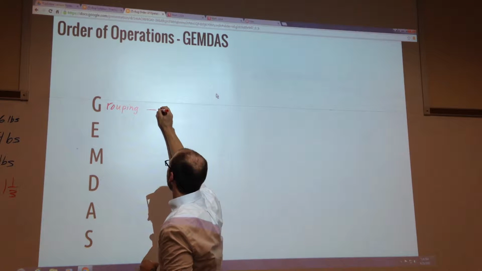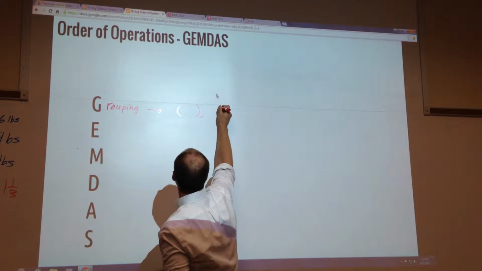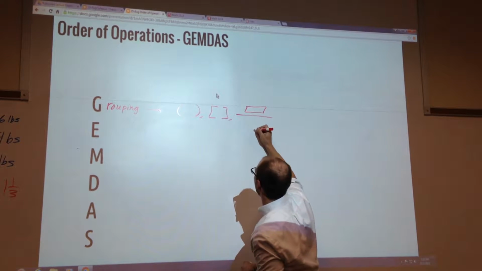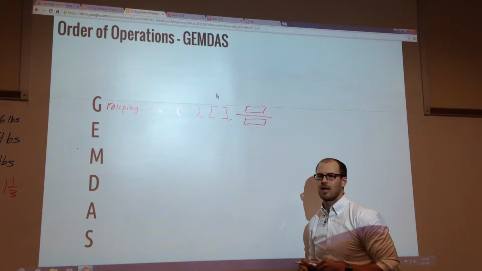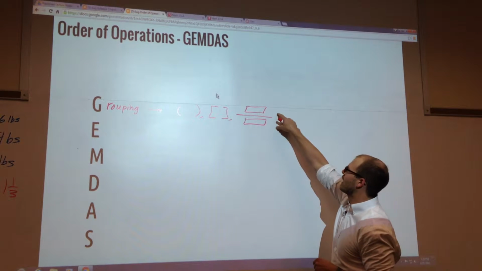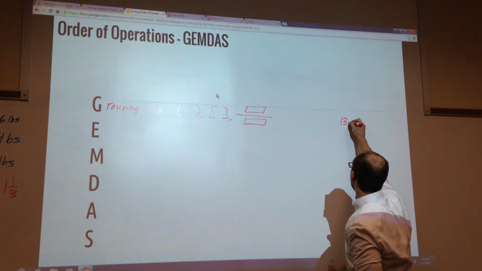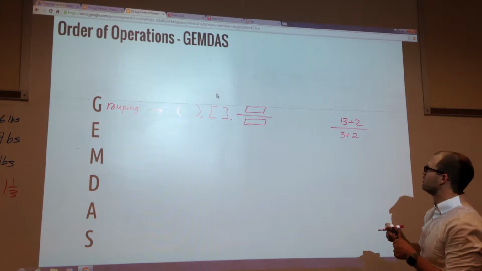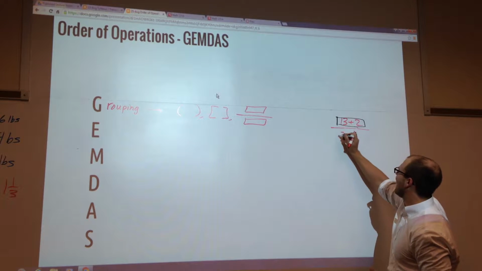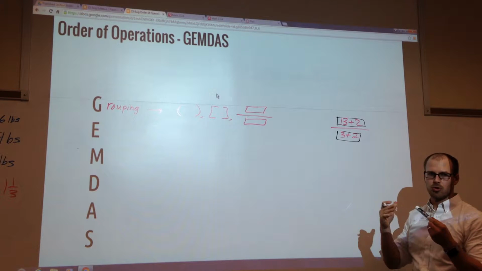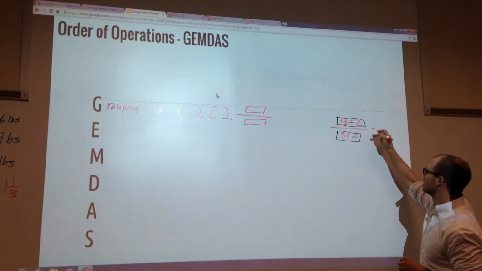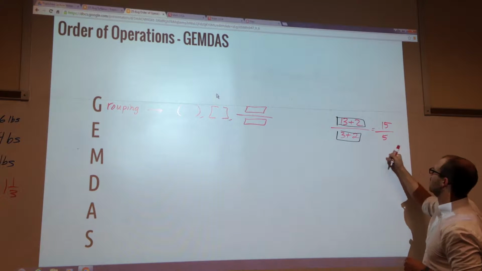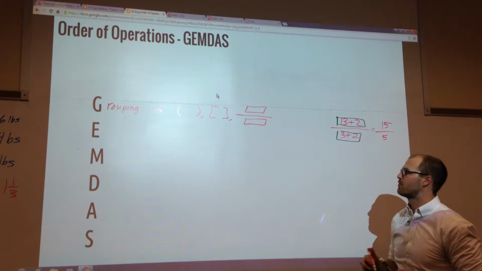By grouping, I mean it can be parentheses, it can be brackets, it can be a fraction, meaning the top is one group, the bottom is another group. That's why I like to call it grouping, because on a fraction, if you have 13 plus 2 divided by 3 plus 2, you've got to group this together. You've got to do the top of the fraction first, and then the bottom of the fraction. Those are two groups. So in this case, before you do the division, you're going to do the grouping. So you have 15 over 5. You have to do the grouping first, on the top and the bottom of the fraction.